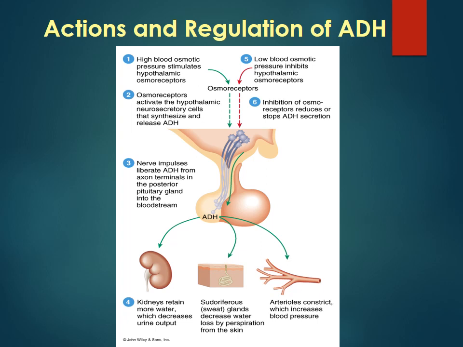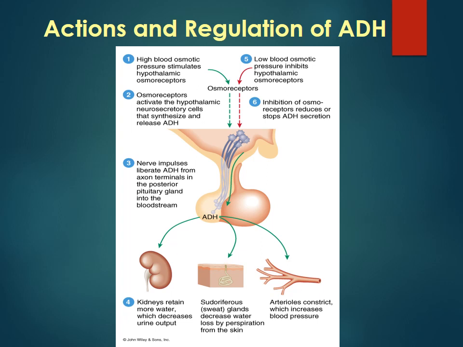So here, in number four, we have the kidneys retain more water, which decreases urine output, or sudoriferous sweat glands decrease water loss by perspiration from the skin, or the arterioles constrict, which increases blood pressure.